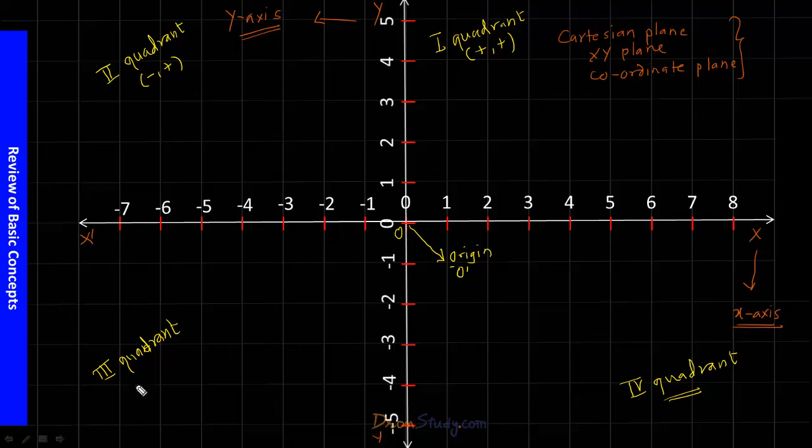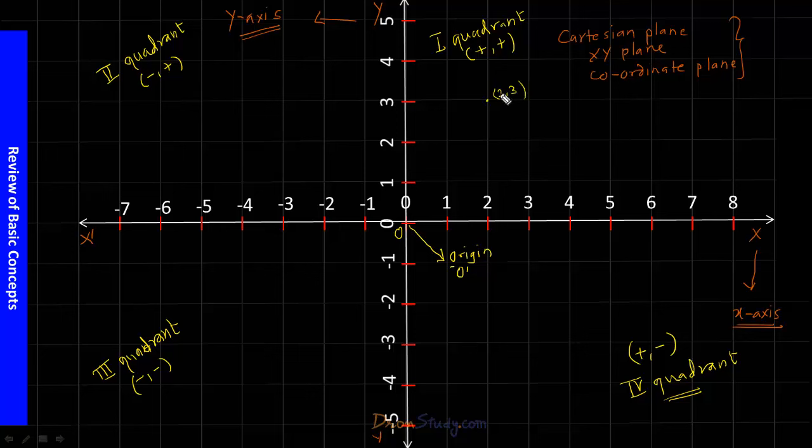And in the third quadrant, both the x coordinate as well as the y coordinate will be negative. And in the fourth quadrant, the x coordinate will be positive and the y coordinate will be negative. So let us see what the coordinates are. Suppose this is a point, and the coordinates of this point will be 2, 3.